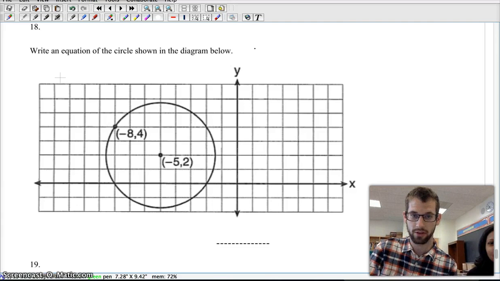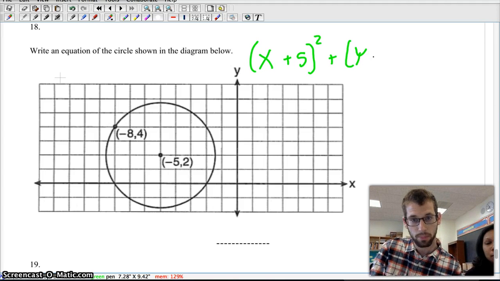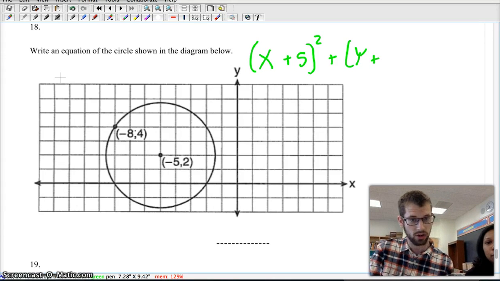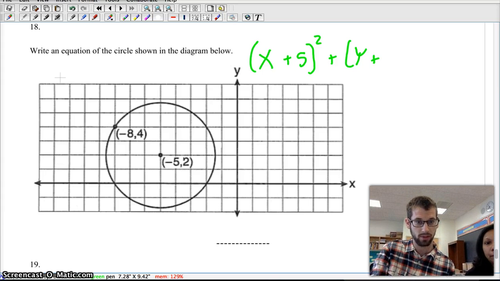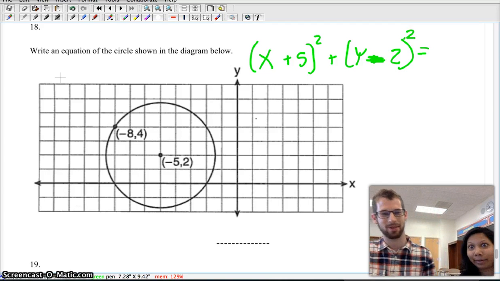All right. So we know the center of the circle, so we can really quickly do that. We're going to do x, flip the sign, so x plus 5 squared plus y plus 8... No, sorry, I was looking at the wrong coordinate. We're looking at the middle, y plus 2. That's a minus sign, in case you can't figure that out. No problem. Okay, and then we've got to, again, get the radius squared.